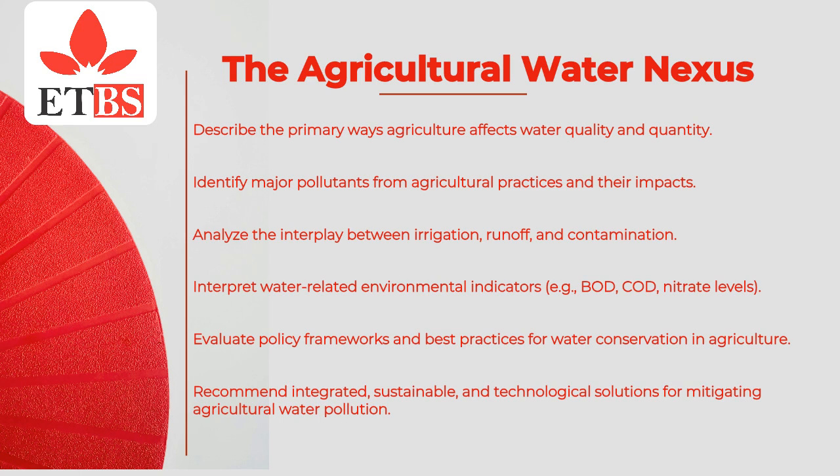4. Interpret water-related environmental indicators, e.g. BOD, COD, nitrate levels. 5. Evaluate policy frameworks and best practices for water conservation in agriculture. 6. Recommend integrated, sustainable, and technological solutions for mitigating agricultural water pollution.